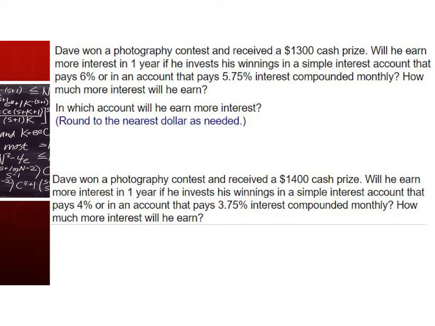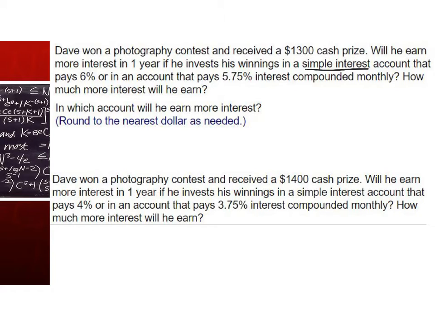Next we have Dave, who won a photography contest and received $1,300 in cash, and he's thinking about how to invest it. In 1 year, if he invests his winnings in a simple interest account that pays 6%, how much would he make? And if he invests it in an account that pays 5.75% compounded monthly, how much will he earn? First we have to realize we're going to use 2 different formulas. First, we do simple interest.